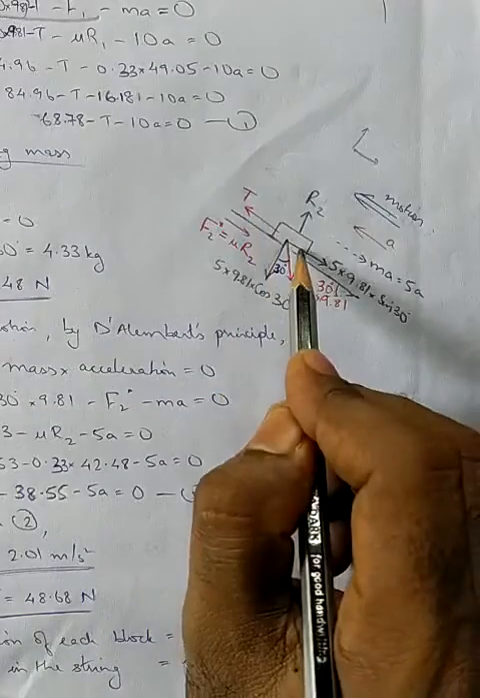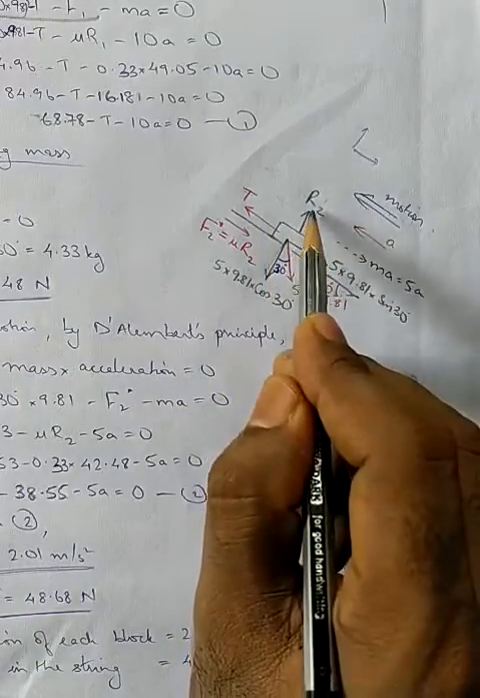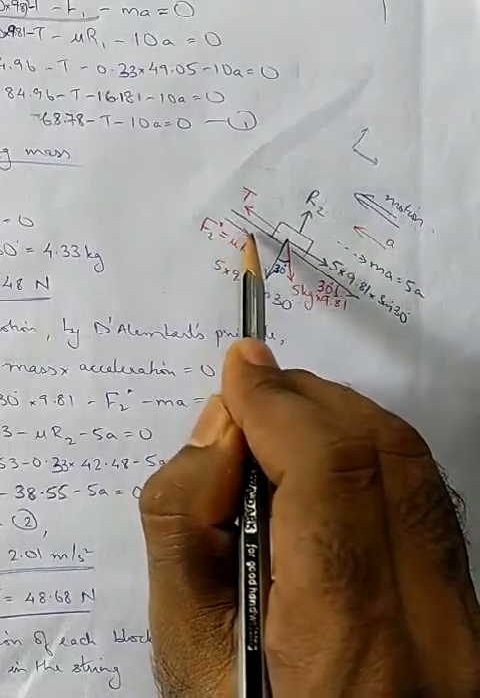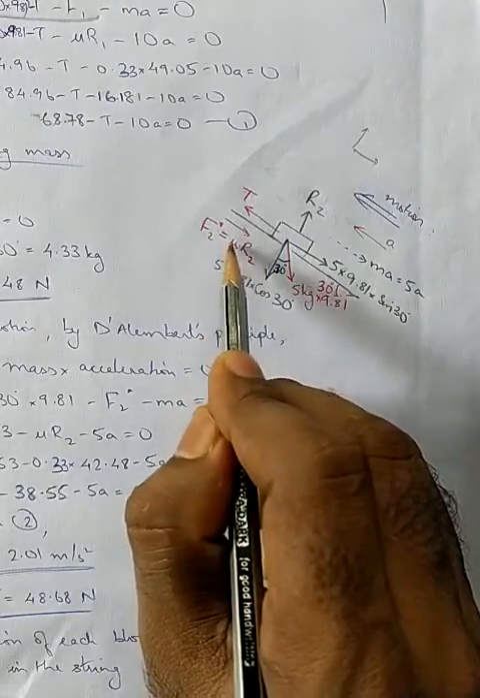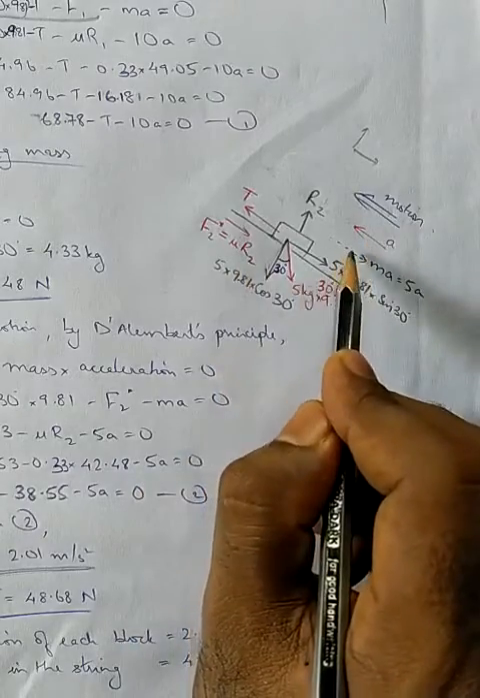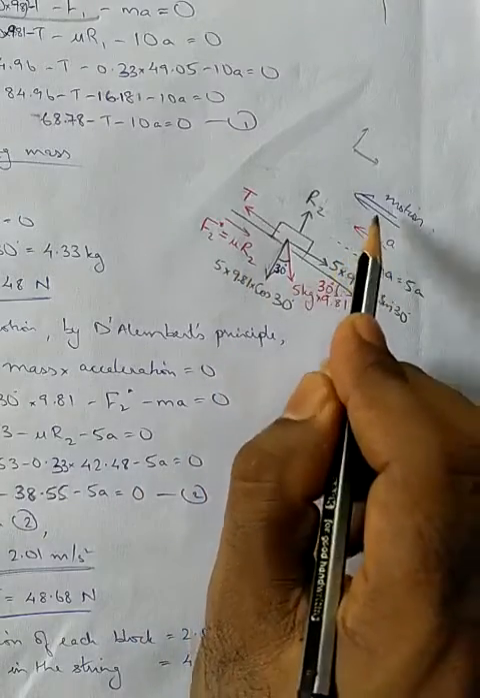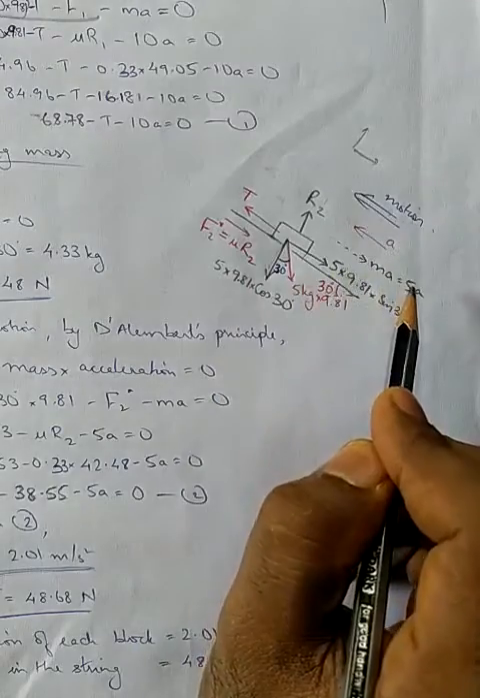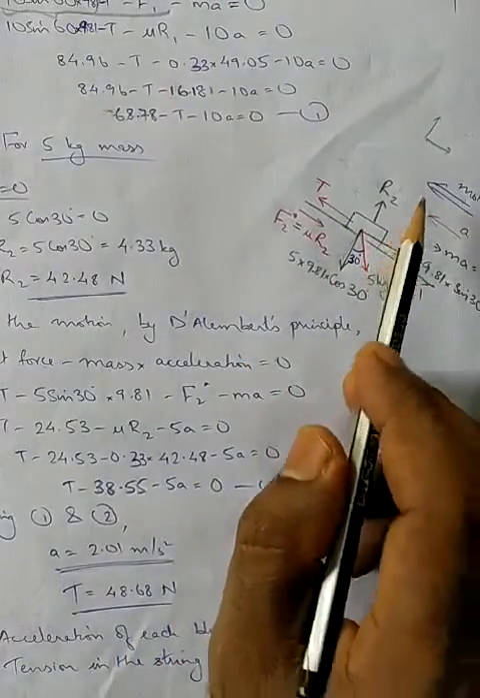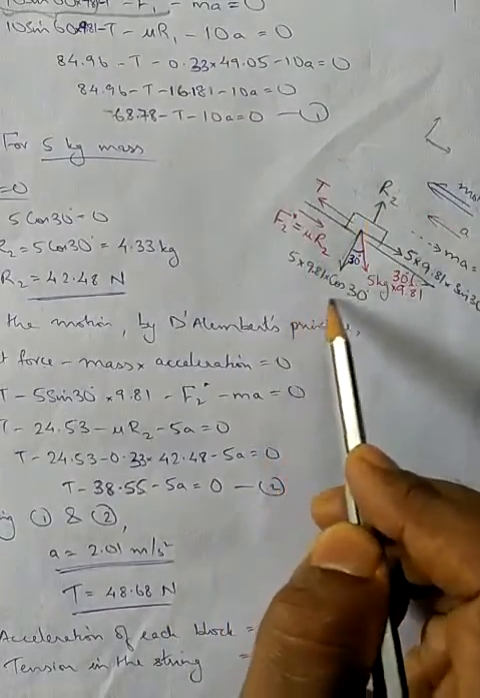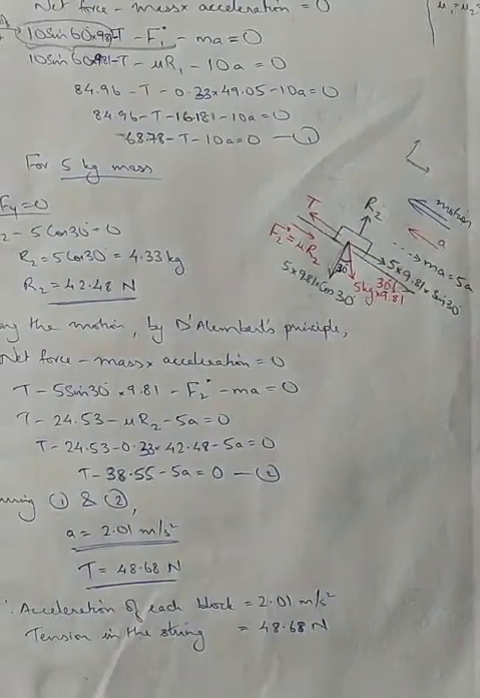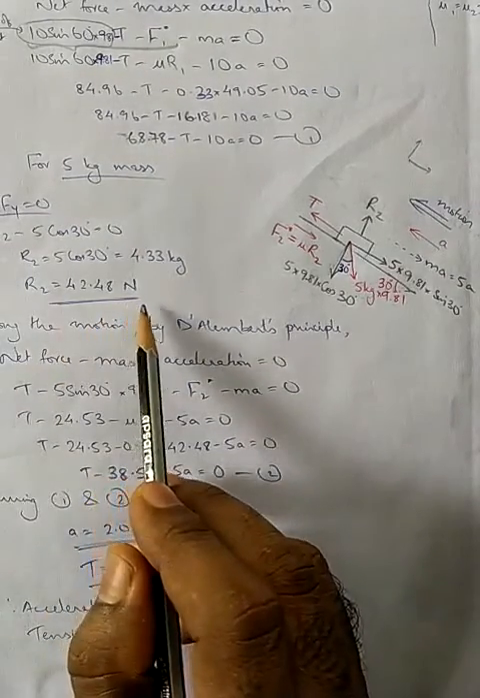Now as the surface is rough, there will be a reaction, let it be represented by R2. As the direction of motion is upwards, this friction force will be downwards. So it is F2 star, which is equal to mu into R2. And along with that, there will be an inertia force also, which will be equal to ma, opposite to the direction of motion. Now how to find this R2? R2 minus 5 into 9.81 into cos 30 equal to 0. So from that you will be getting R2 value equal to 42.48 Newton.